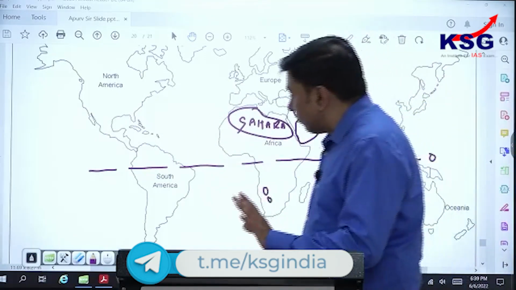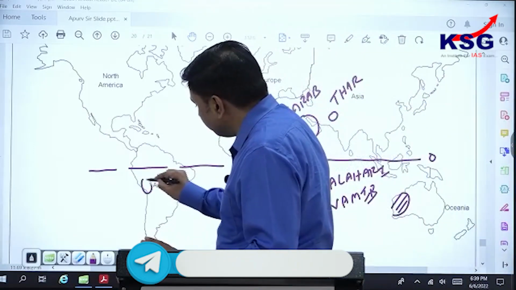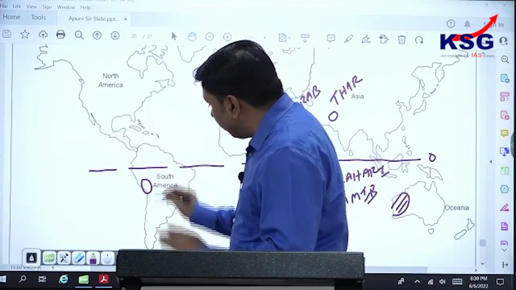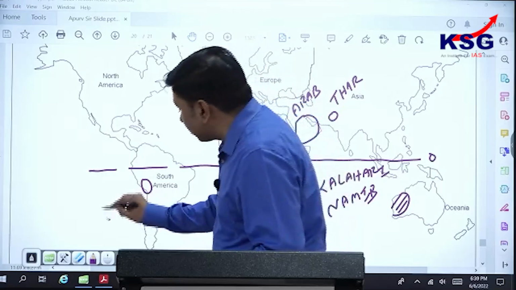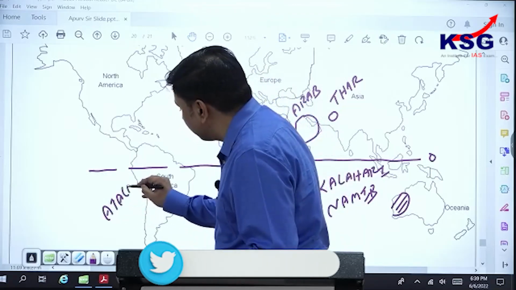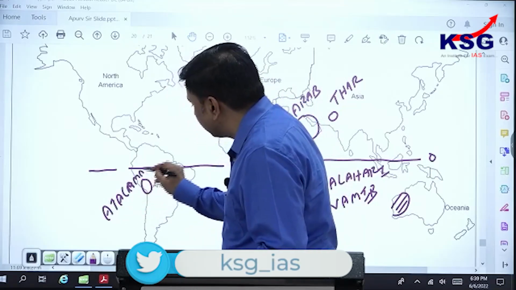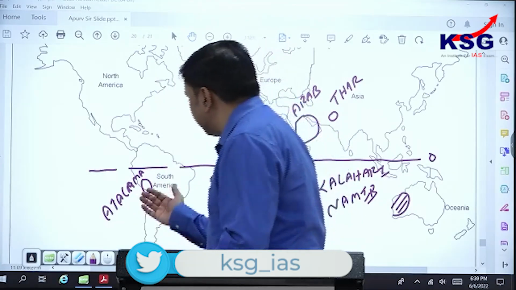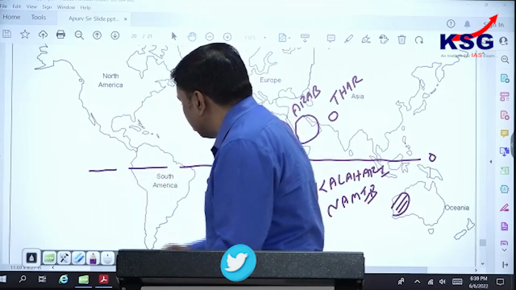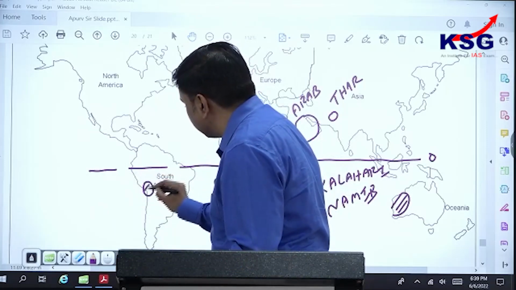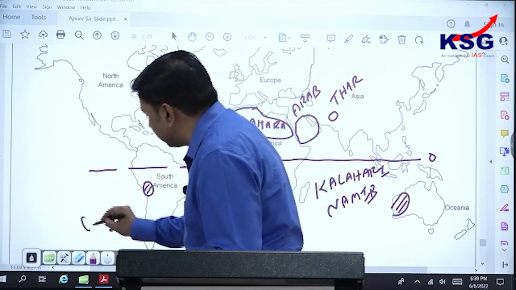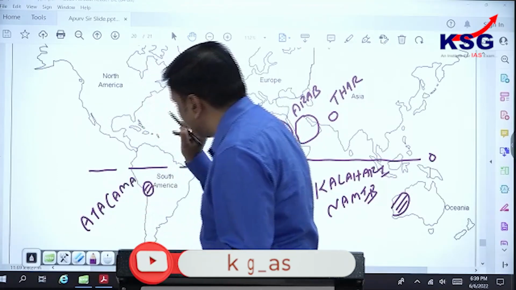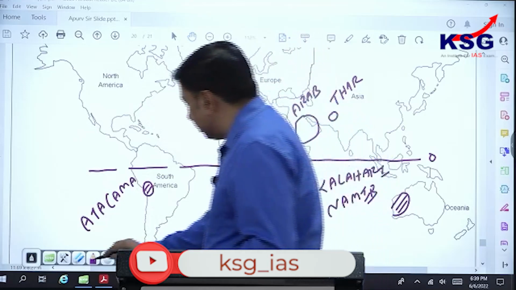Similarly, when I take the reference of, be very sure, a country called Peru. So at the boundary of Peru and Chile, we are finding the presence of a desert, and that desert is called Atacama. A-T-A-C-A-M-A. Atacama. Let me write it one more time. So at the boundary of Peru and Chile, here somewhere down here, we are finding the presence of a desert called Atacama. A-T-A-C-A-M-A. Atacama.